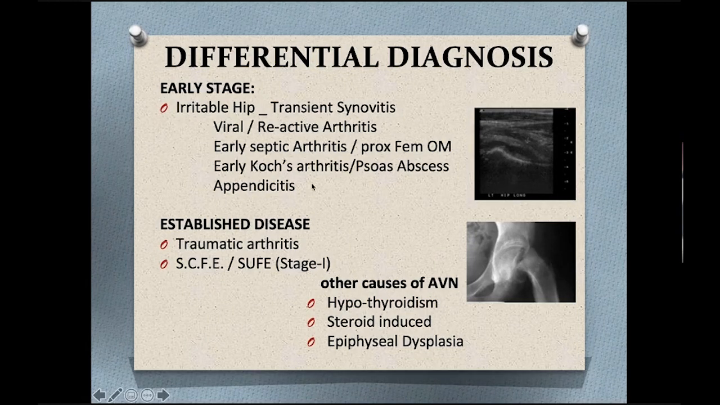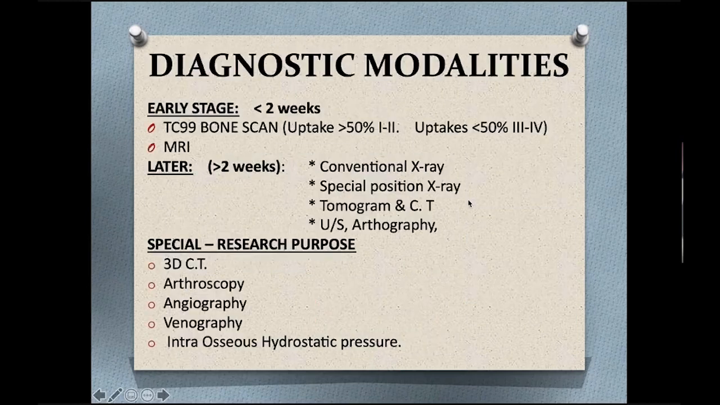We have to diagnose this disease at a very early stage. In some cases, hypothyroidism, or steroid use in children, particularly with nephritis, may produce symptoms like transient synovitis. Early epiphyseal dysplasia may also produce symptoms of transient synovitis, which may mimic Perthes. And the tools which we have available are very varied and multiple.